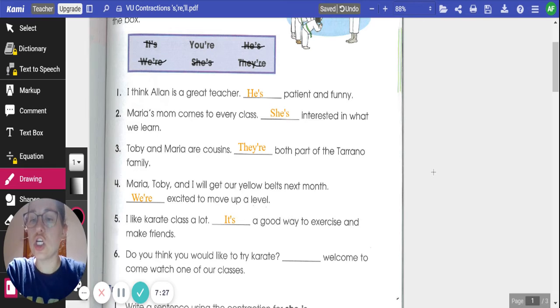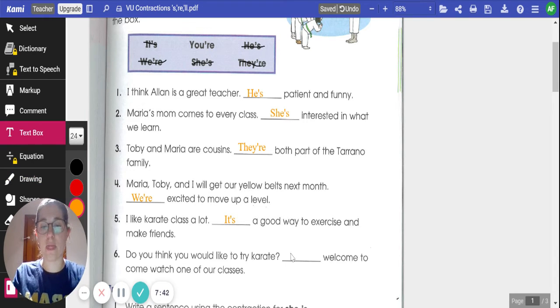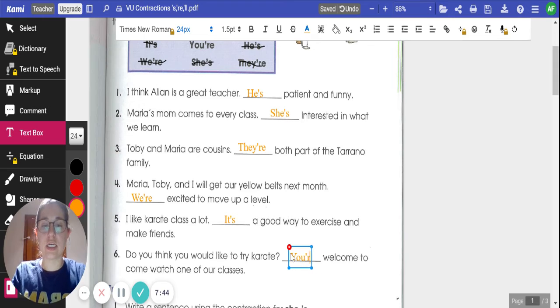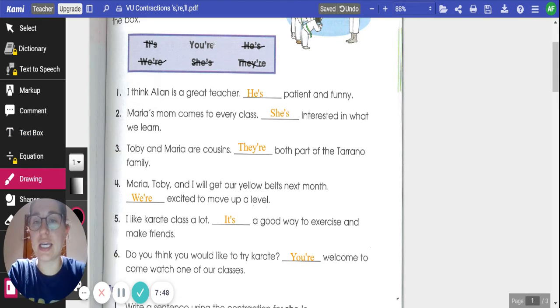For number 6, do you think you would like to try karate? Blank, welcome to come watch one of our classes. The only thing we have left is you're. Do you think you would like to try karate? You are welcome to come watch one of our classes. That sounds correct. And type you're next to number 6.